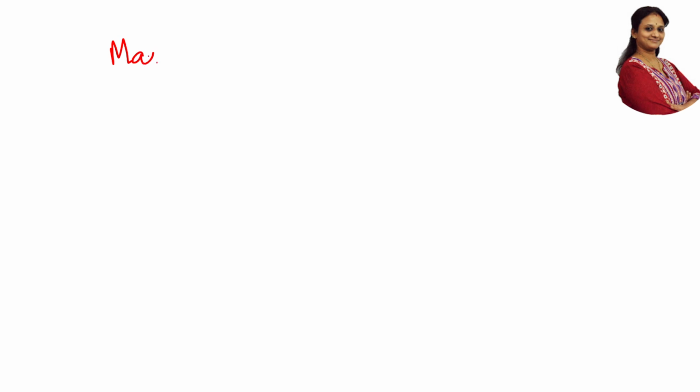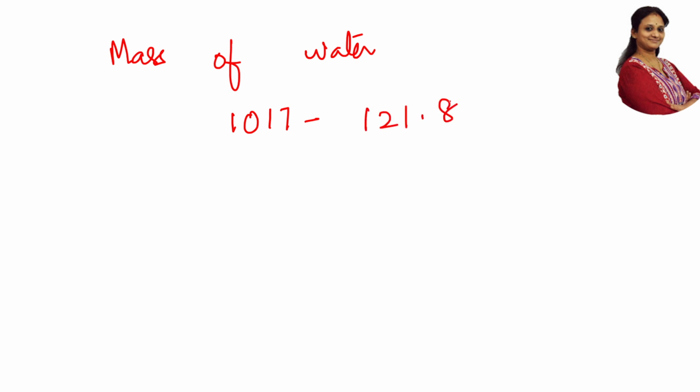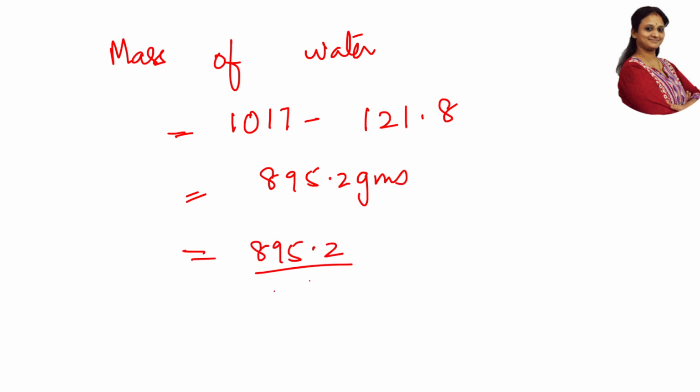I want the mass of water in which unit? I want the mass of water in kg. Mass of water is equal to, this is an acetic acid. So 1017 is the solution weight. Then acetic acid is 121.8. Correct? We have already got the strength of the solution. So we subtract it and you'll be getting around 895.2 grams. This is in grams. Now you're going to convert this: 895.2 grams divided by 1000. So this comes in kg.